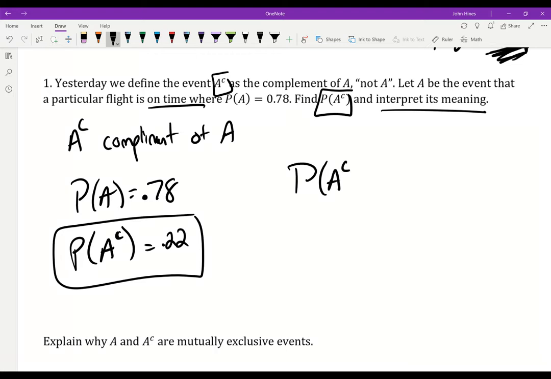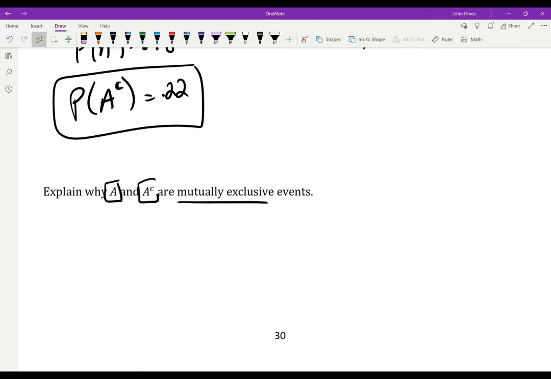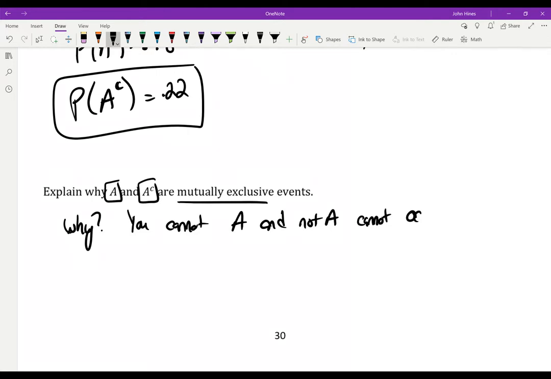So the big idea here, if I want to find the complement of an event, the probability of A complement is 1 minus the probability of A. It's the opposite of the probability of A occurring because together they need to make 1. Explain why they're mutually exclusive. So A and A complement are mutually exclusive. Why? You cannot have A and not A happening at the same time. That's impossible. By definition, if A is happening, not A cannot happen. If not A is happening, A won't happen. So it just makes common sense that A and not A cannot occur at the same time.